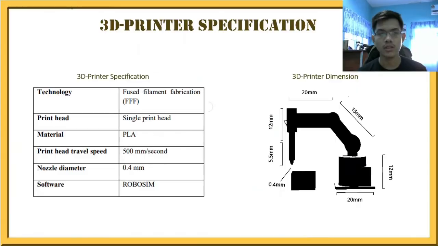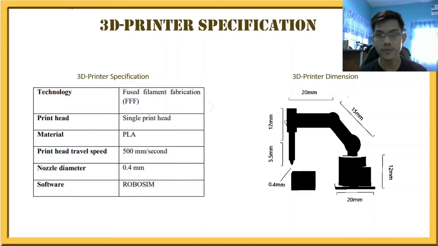it works. Okay, before we start with making our 3D printer in the Robosim software, first of all, we have to specify the 3D printer specification and dimension to make the process of constructing in the Robosim software much easier and faster. So the first step is to specify the specification of the 3D printer.